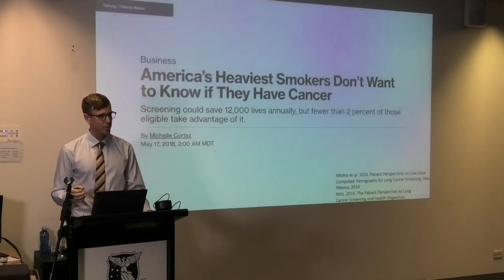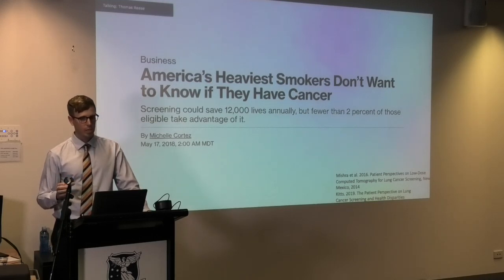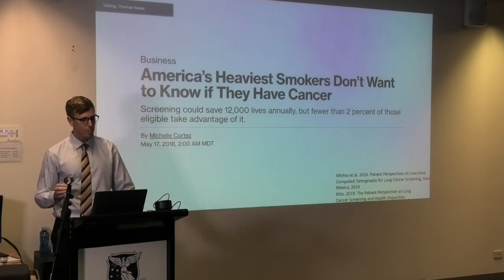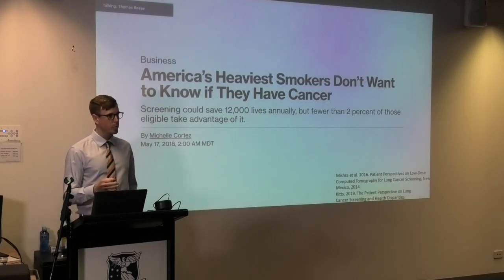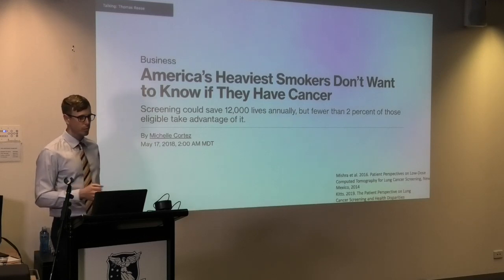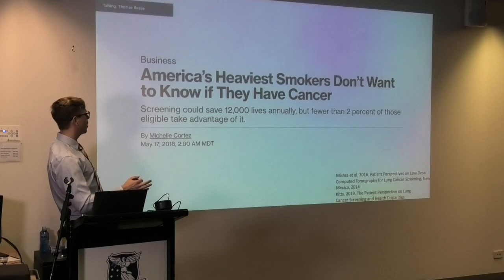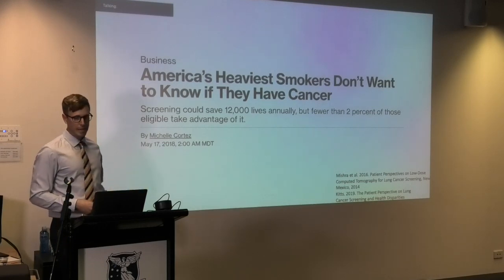So one of the key differences between lung cancer and other cancers is this close link with smoking. So many people with lung cancer are blamed, or they blame themselves for this disease. A good example of this stigma is from this Bloomberg News article that reads, "America's heaviest smokers don't want to know that they have lung cancer."